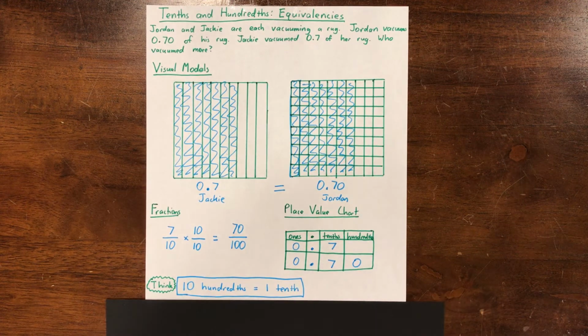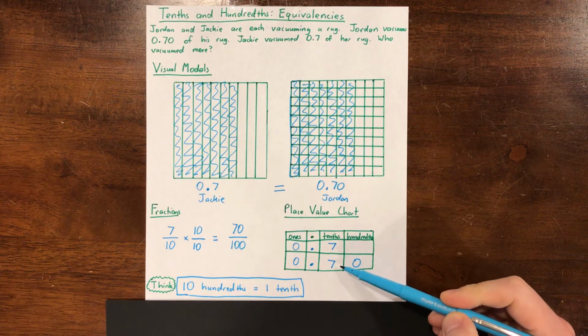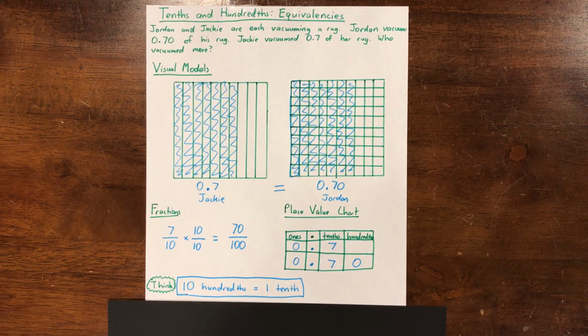Okay, what do you notice? Say it out loud. Right. Both numbers have a 7 in the 10ths place. There's a 0 here in the hundredths place, but that's not actually changing the value of the number. It's just telling us to read it as 70 hundredths instead of 7/10. But 7/10 and 70 hundredths are equivalent.